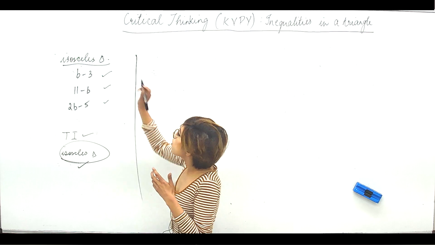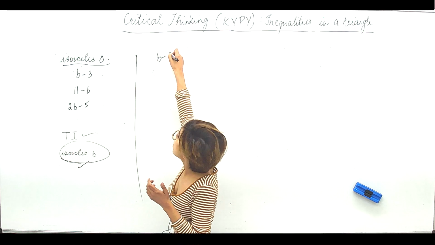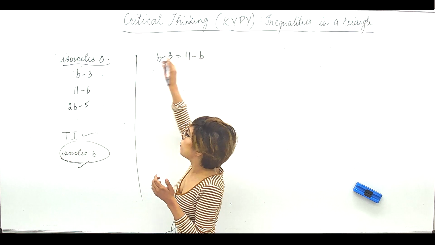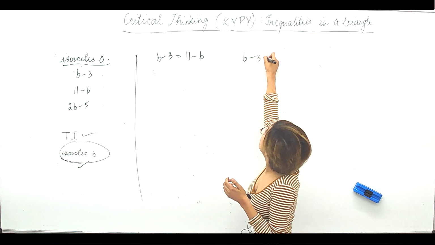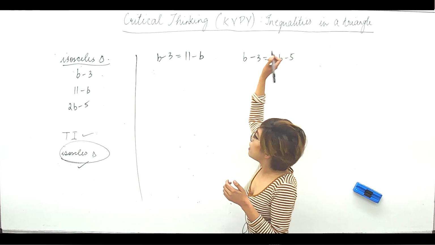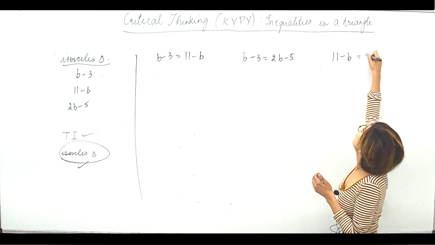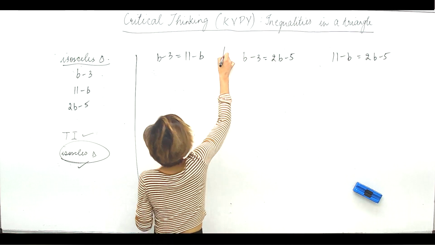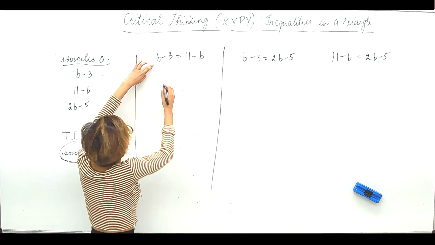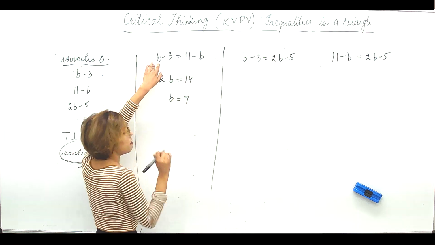Now, isosceles triangle means two sides are equal. So first case, b minus 3 is equal to 11 minus b. These two are equal. Second case, b minus 3 is equal to 2b minus 5. Then these two are equal. Third case, 11 minus b is equal to 2b minus 5. Three cases. Let's check one by one. Now, from the first, I can get 2b is equal to 14. Then b is equal to 7.